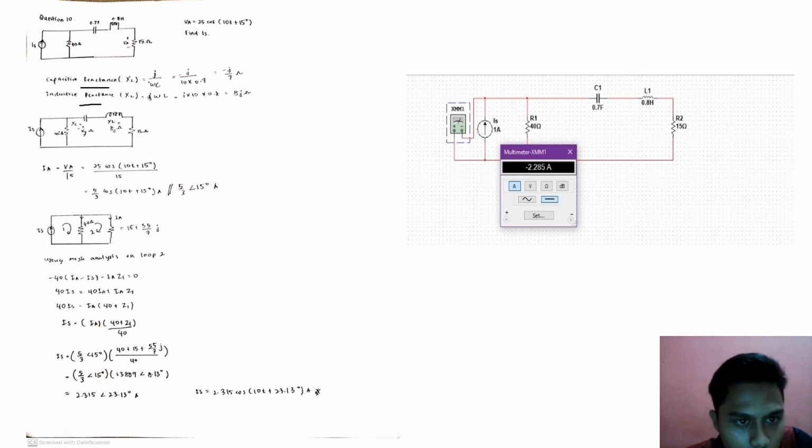Negative j equal to 10 times 10^7, and we get this. For the inductive reactance, we use this capacitor and inductor and get j. So we calculate and get this answer. Then we use mesh analysis on loop 2, calculate this and get IS 2.315. So this is the answer. This is the Multisim.